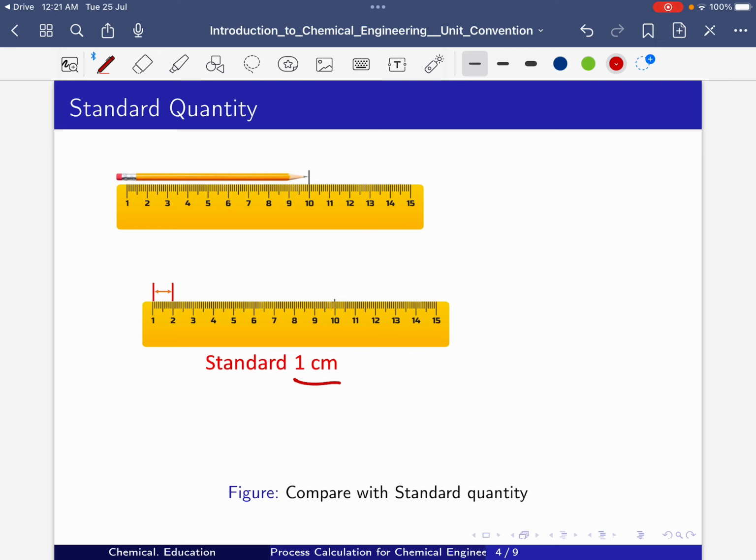But here we first need to know how much 1 centimeter is, and then we can do the multiplication and division. That way we can get the other quantities of length. So now we understand what a unit is and how to get the physical quantity from the standard quantity.